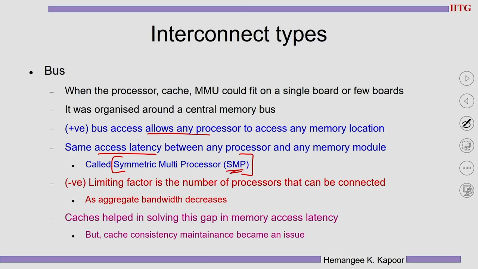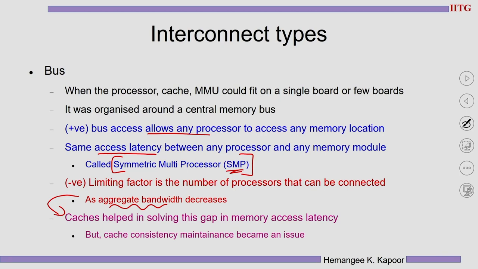The limiting factors, as you understood, are that the aggregate bandwidth decreases, because the available share of the bandwidth to every processor and module reduces if you add more processors and more memory. There is a small solution to this. When you reduce the aggregate memory bandwidth, the caches do come to help here, because they try to reduce the gap of memory access latency. Suppose you go once to the memory and bring lots of data, so you don't need the bandwidth for a while because you are using the cached data.